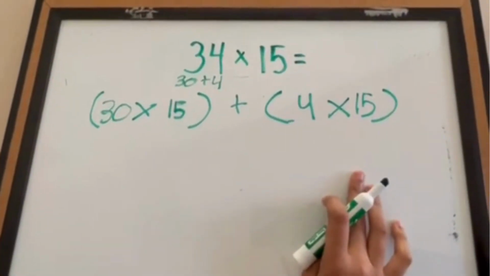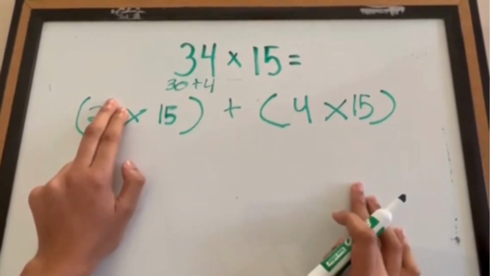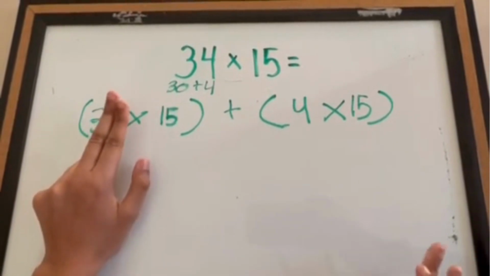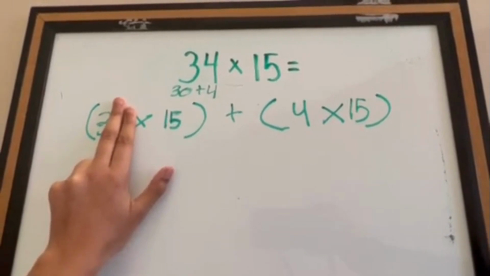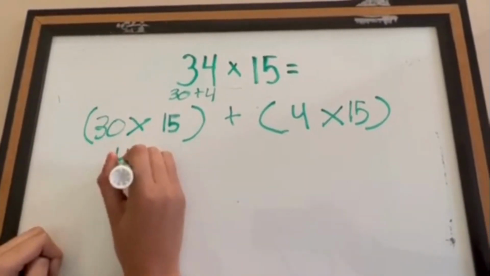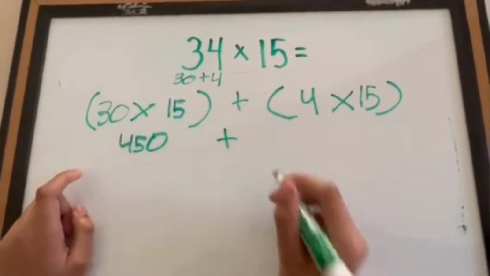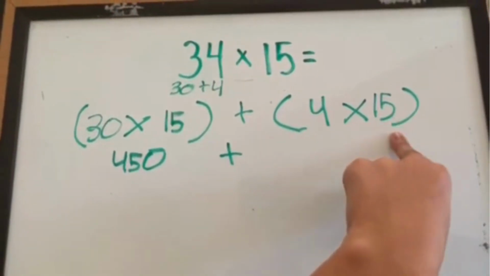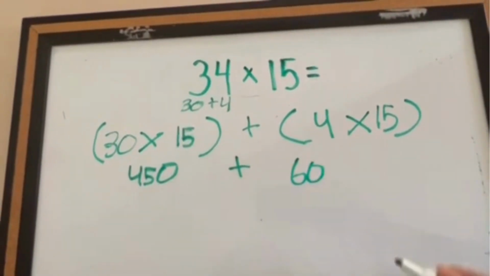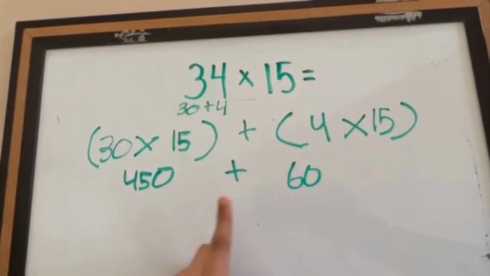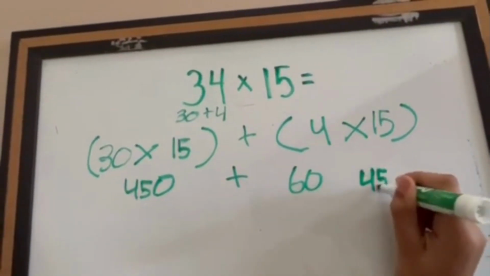Okay, and now let's solve. If we cover up the 0 in 30, it looks like 3 times 15. Now, it's okay if you don't know this, but for those who know, 3 times 15 is 45. And add the 0, it's 450. Plus 4 times 15 is 60. So 450 plus 60. And I'm going to do my math on the side, just to be safe.